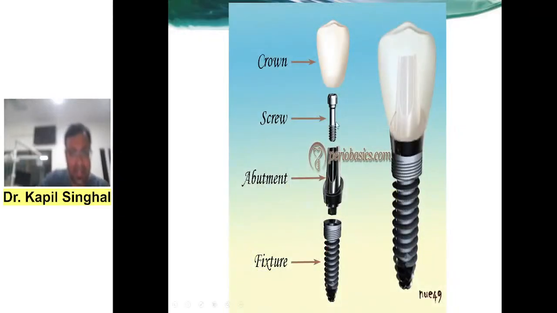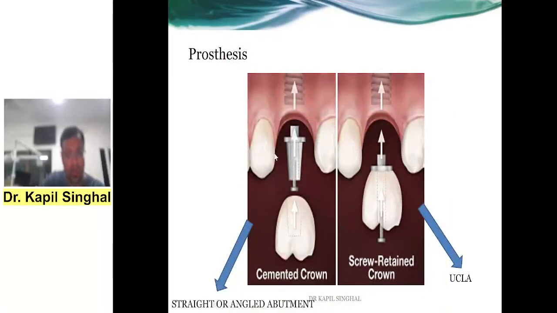Now, so basically that's an abutment. This abutment is screwed with a screw over the implant, and the crown would be cemented over it. Okay. So now we have understood that there are two types of abutment and there are two types of prosthesis. One is cemented and the second is screw retained prosthesis.